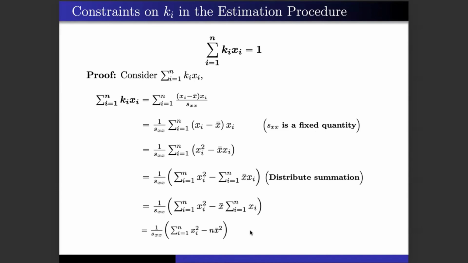Now look at the expression we have in the numerator. It is summation xi square minus n x bar square. And this summation xi square minus n x bar square is equals to Sxx. If we replace this summation xi square minus n x bar square by Sxx, we have the same term in the numerator and denominator. We cancel it out and get it equals to 1. And thus we have proved that summation ki xi is equals to 1.